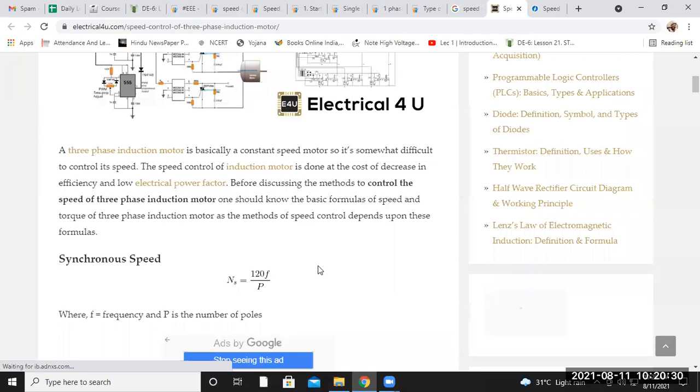Okay, let us discuss the speed control of induction machine. It is written: the three-phase induction motor is basically a constant speed motor.